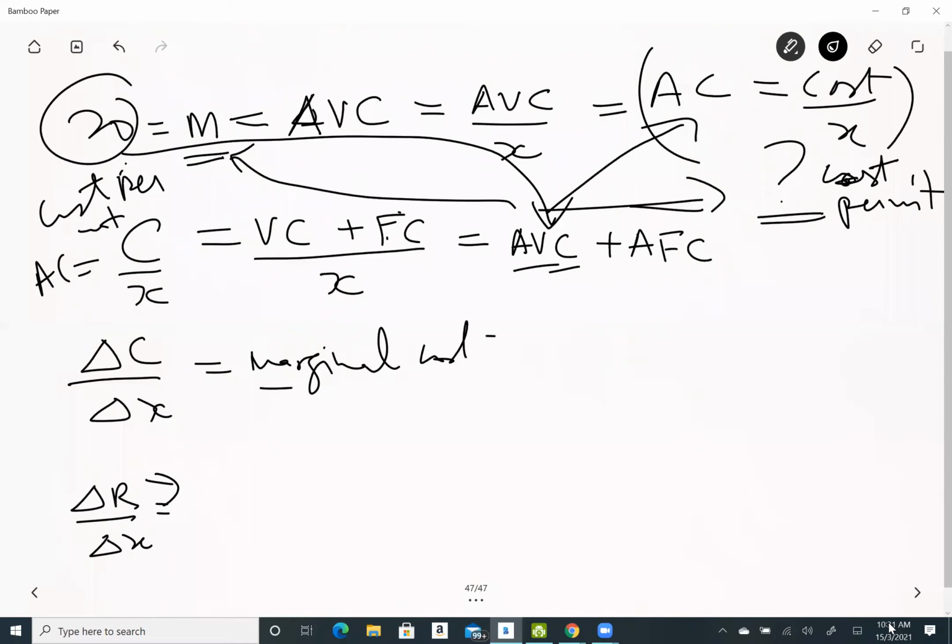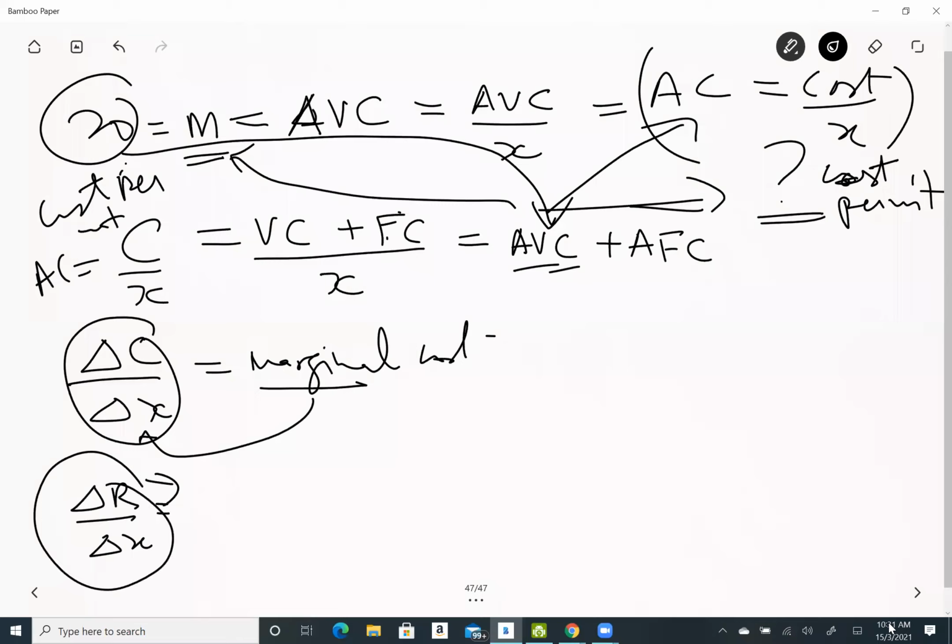Normally in economics we call it marginal, whether it's marginal output, marginal cost, marginal revenue, or marginal profit. As long as it is the slope, the change over the change, we call it marginal. Marginal means a small change, a slight change. So marginal cost is equal to delta C over delta X.